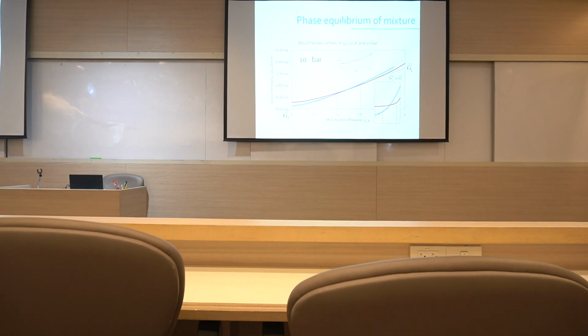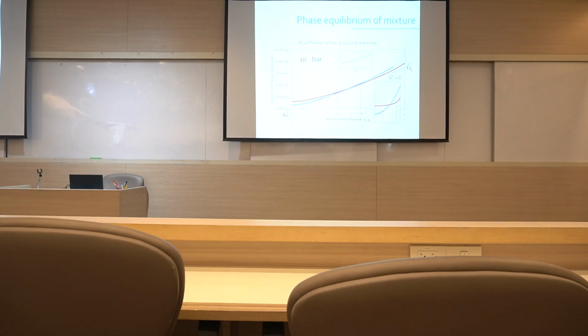Okay, in other words, when you have phase equilibrium for your mixture, when your system actually reaches equilibrium, this is the condition: the partial Gibbs free energy of the same component in the two phases must be equal. And this must be true for all components in your system.